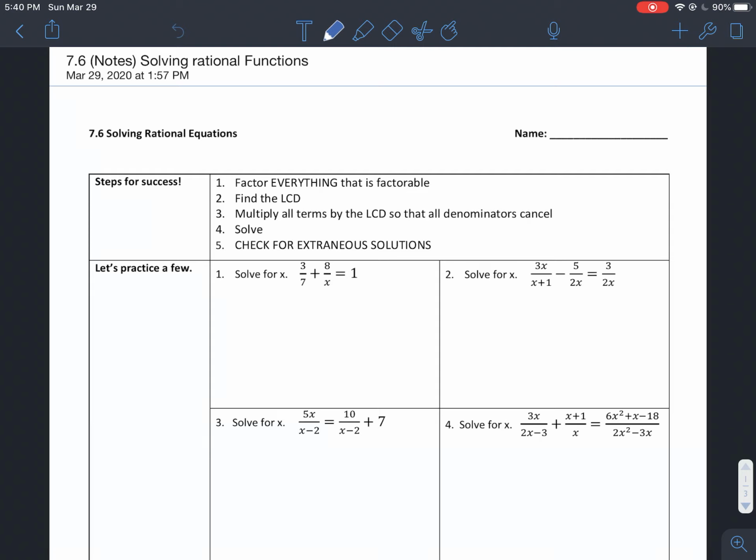This is the last part of Unit 7, honestly. We're just going to take these rational functions that we've been working with, adding, subtracting, multiplying, and dividing, and now we're finally going to use them to solve. If you notice, look at this. It's an equal sign. An equal sign tells us that it's a solving problem. So let's dive right in.